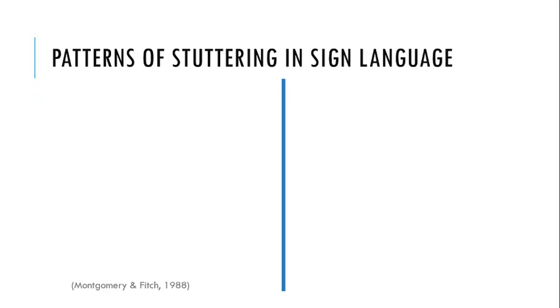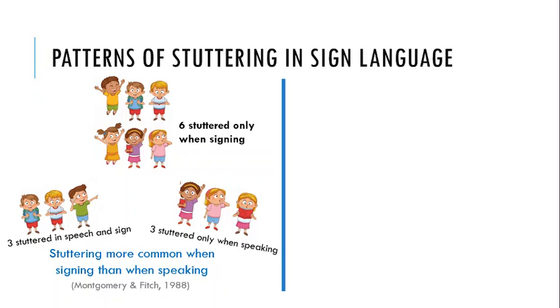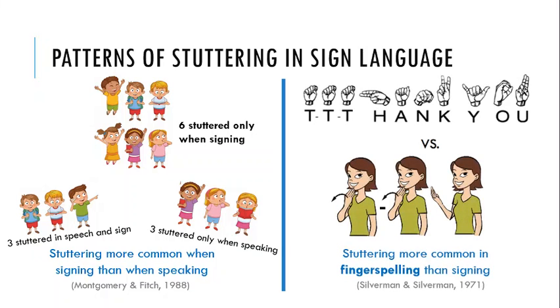Similarly, Montgomery and Fish suggested that stuttering-like dysfluencies are more common in sign language as opposed to spoken language among the deaf. In their study, they found that 12 students presented with stuttering-like behaviors in which 6 of them stutter when signing, 3 of them stutter when speaking and signing, and 3 stutter only when speaking. On the other hand, Silverman and Silverman's study showed that stutter-like behaviors in manual communication are more commonly associated with fingerspelling as with signing.